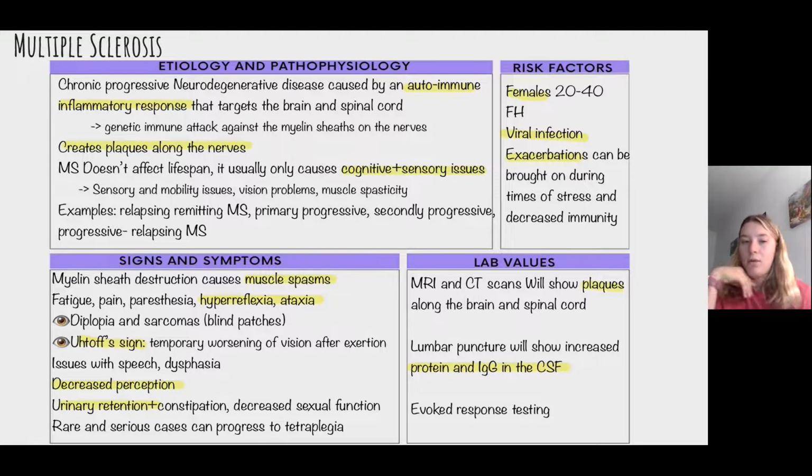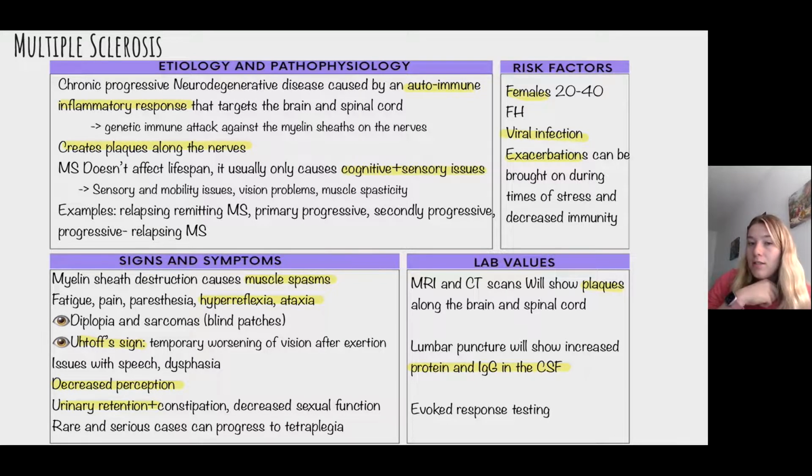They're going to have a difficult time with decreased perception, specifically like maybe they have a hard time picking up their cup, or they might not be able to feel and perceive when they need to go to the bathroom. So just kind of keeping all of those in your mind. Rare and serious cases can progress to tetraplegia. They might be wheelchair bound, so keep that in mind too.